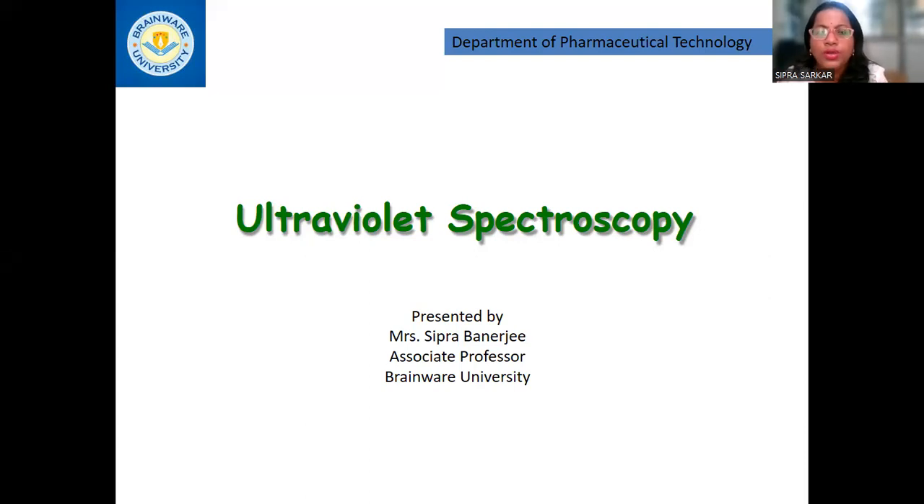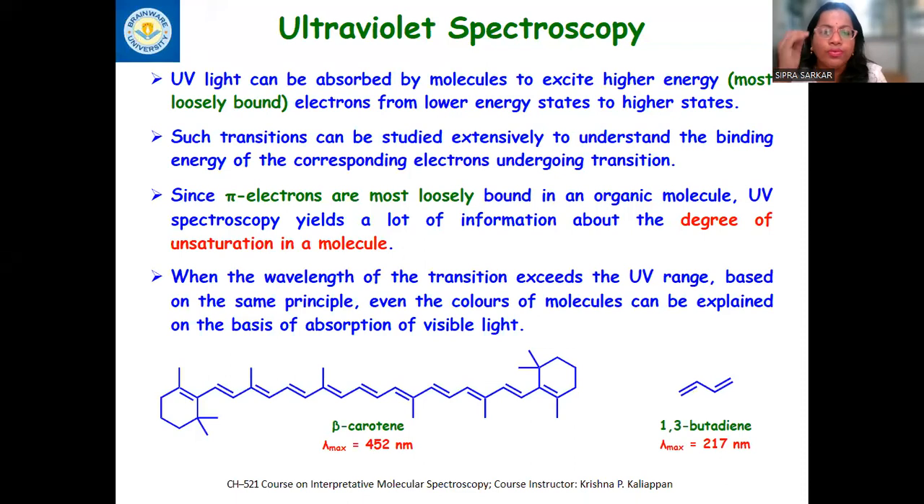We know the light has a range of 200 to 800 nanometers and above. The visible light ranges from 400 to 800 nanometers, and below this range is the UV range, that is the ultraviolet range. The visible ray is 400 to 800, and above 800 is IR, that is the infrared.